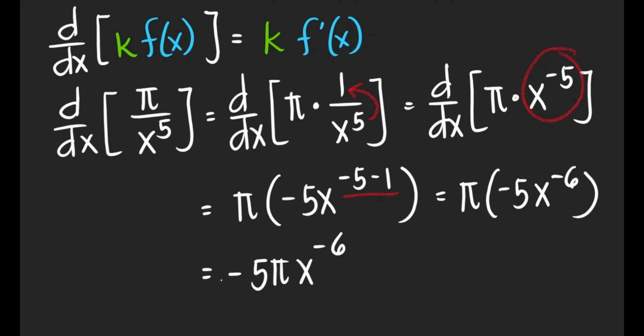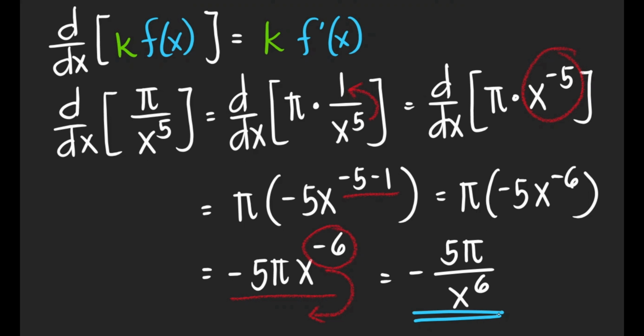This is our answer. However, if you want to, we can simplify this further to get rid of the negative exponent. We will make this term the denominator and change the sign of negative 6. We will get negative 5 pi on top and x to the power 6 on the bottom. This is our answer in simplified form.